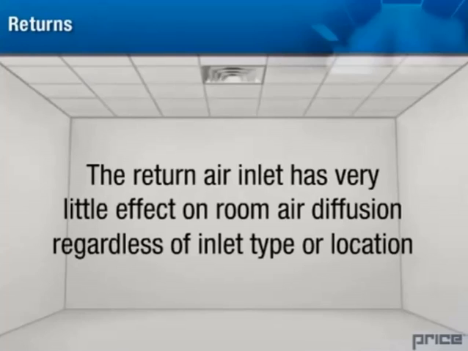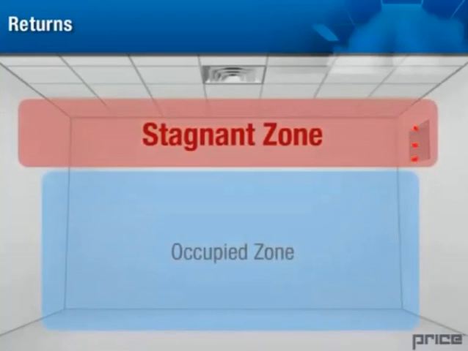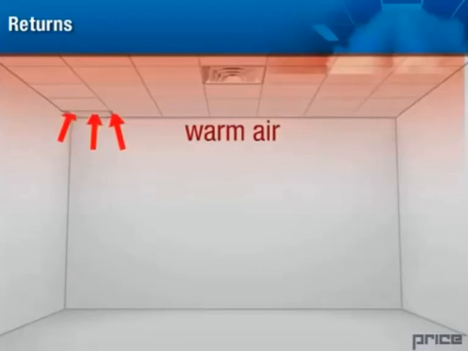Returns. The return air inlet has very little effect on room air diffusion regardless of inlet type or location. However, return air inlets should be located a sufficient distance from the supply outlet so that short-circuiting of supply air does not occur. It may also be desirable to locate the returns in the stagnant zone to remove unwanted warm or cool air. For cooling, a high sidewall or ceiling return will remove warm air from the space.